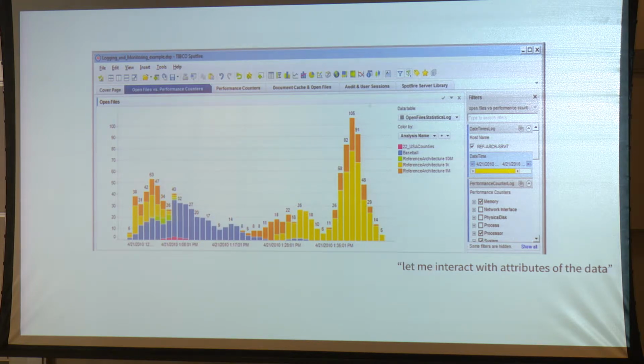And the general idea here is let me interact with attributes of the data, right? I want to get rid of the blue thing because I'm an expert and I don't want that baseball service to show up on my server and how I analyze the load on my server, for example.